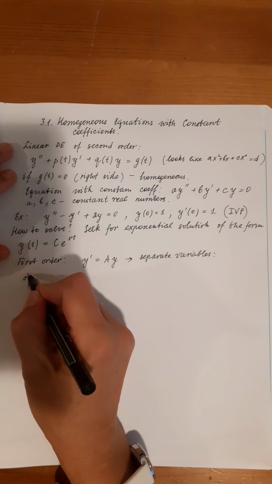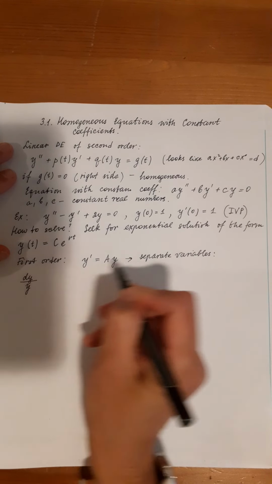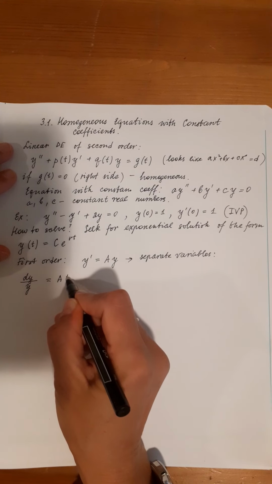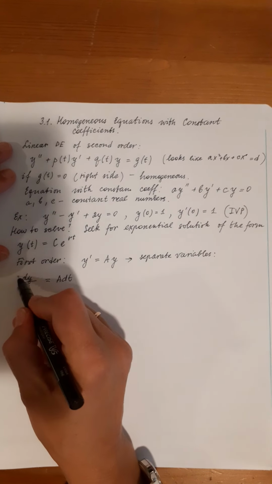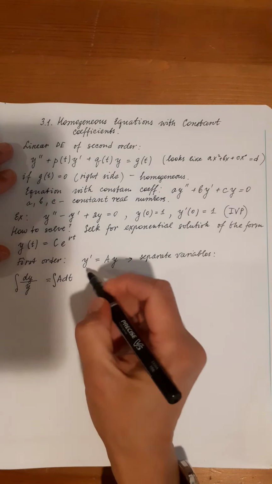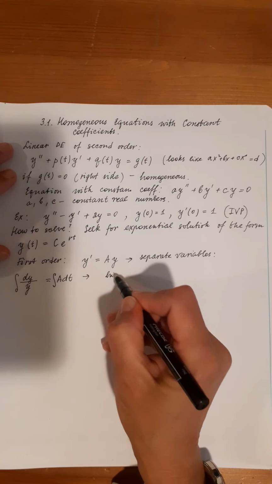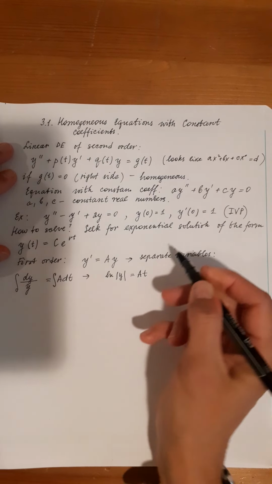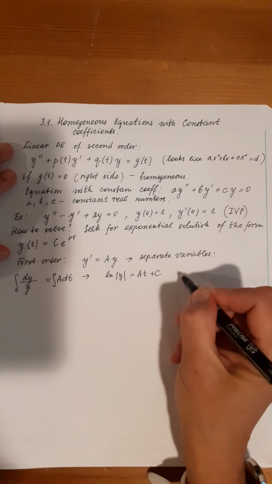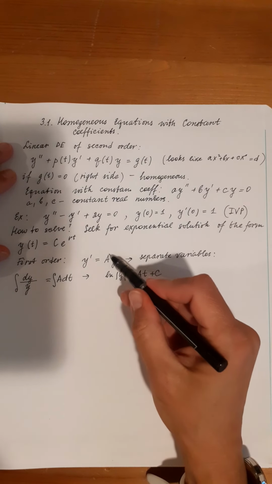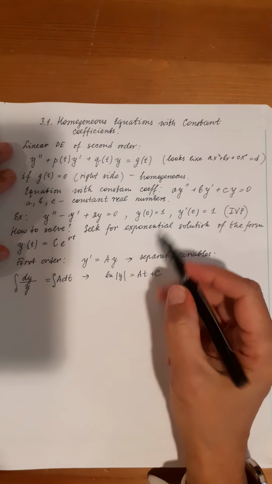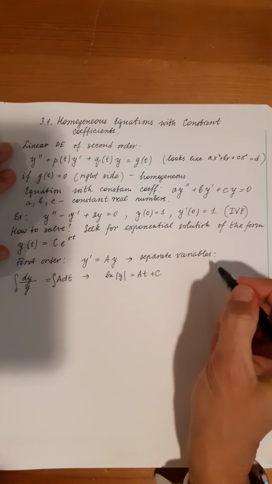So separation of variables: dy over y, I'm moving this y to the left side, equals a dt, right? Integrating both sides is going to produce for us ln of y equals at plus a constant. And here a is just a parameter of the equation. It's like b or c. Usually it's given. It's not like an arbitrary constant. It's just a parameter of the equation.